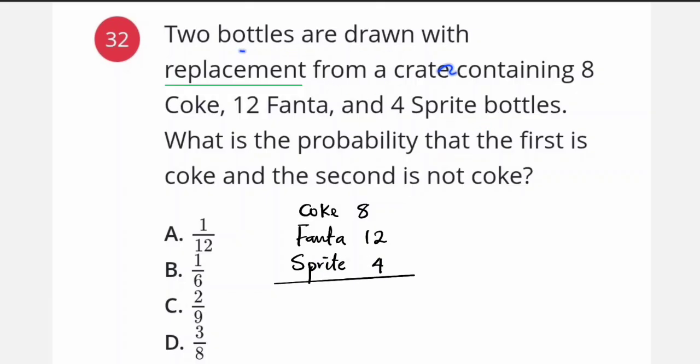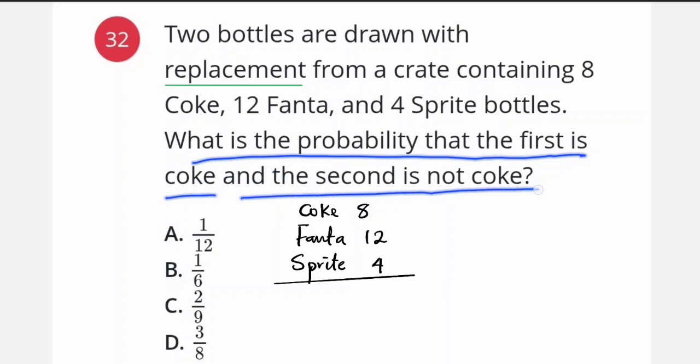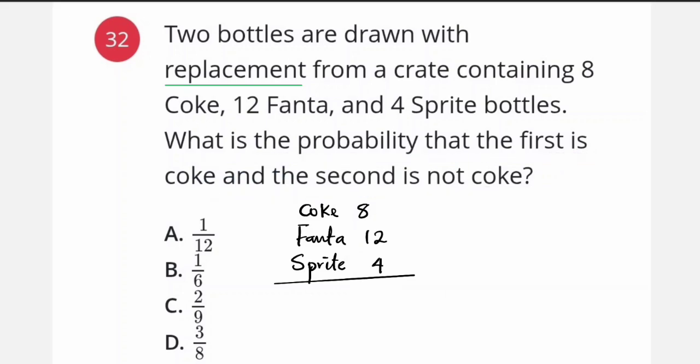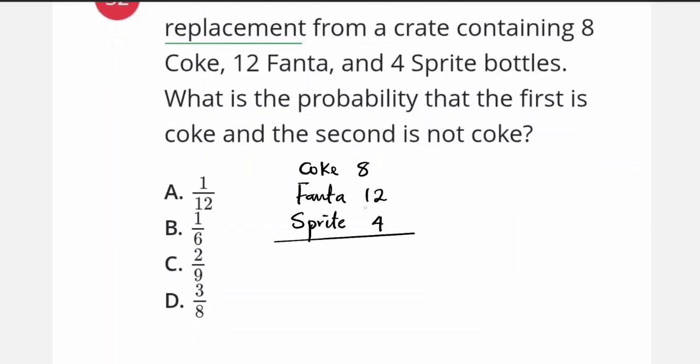We are told that 2 bottles are drawn at random with replacement, and we are asked, what is the probability that the first is Coke and the second is not Coke. So let's find the number of sample space first. That is the total number of bottles that we have. That is what we call the number of sample space. So if we sum this together, this is 20 plus 4, that's 24. So we have 24 as the number of sample space.